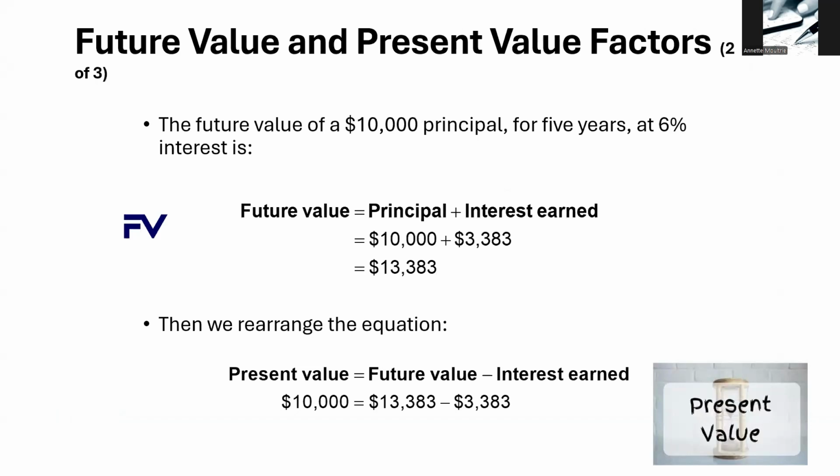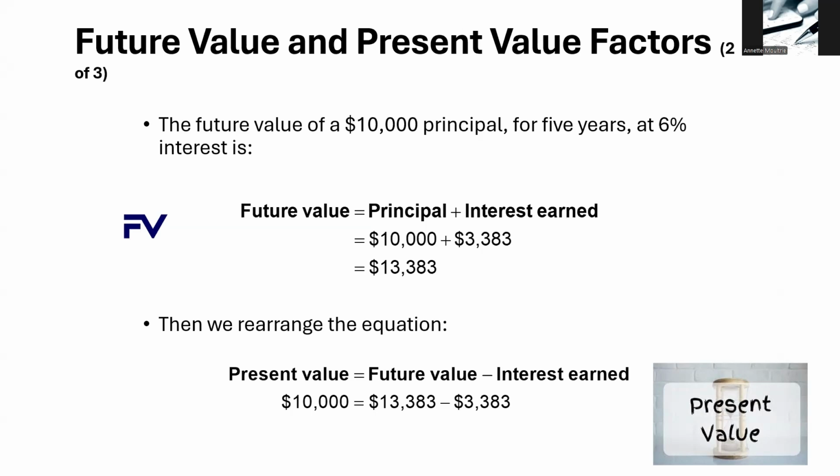In the case of the future value of a $10,000 investment, you're investing it at 6% for 5 years. Here you see on the screen the future value of $10,000, which is the principal, for 5 years at 6% is equal to what? The future value equals the principal plus the interest earned.